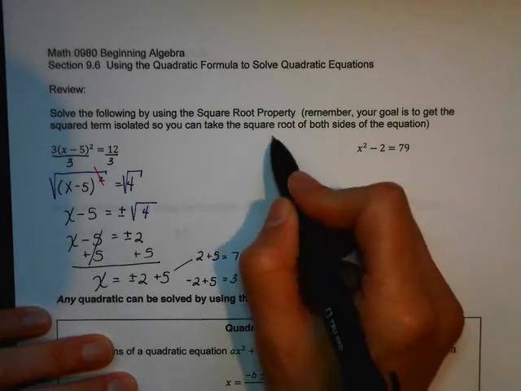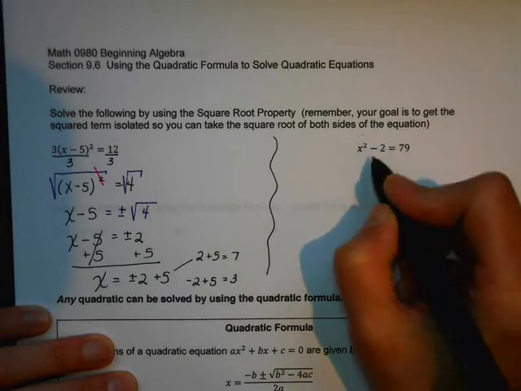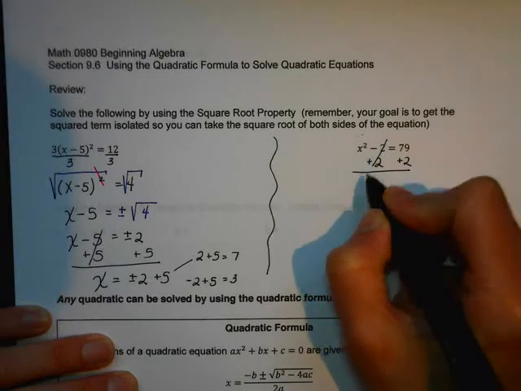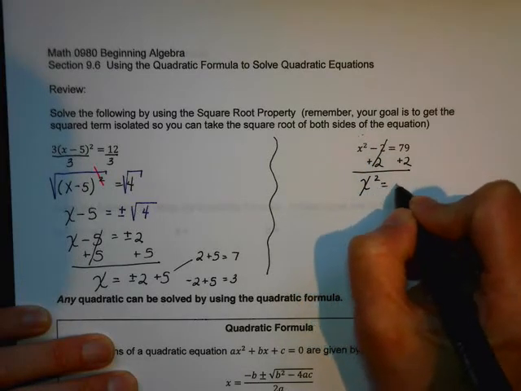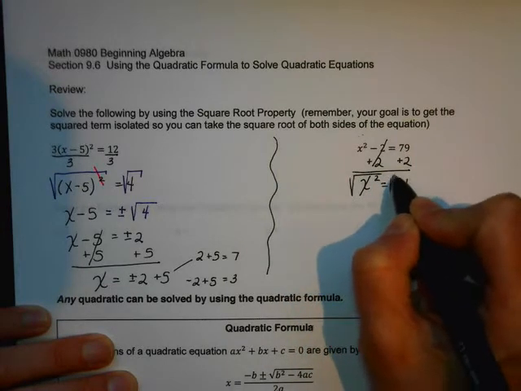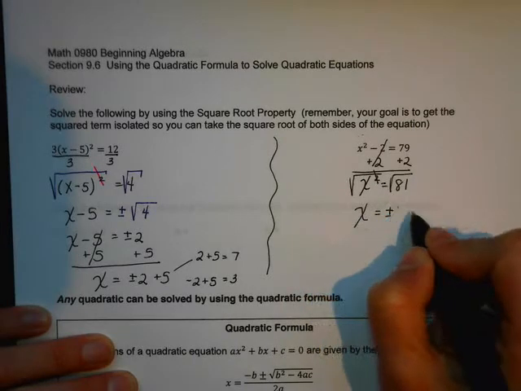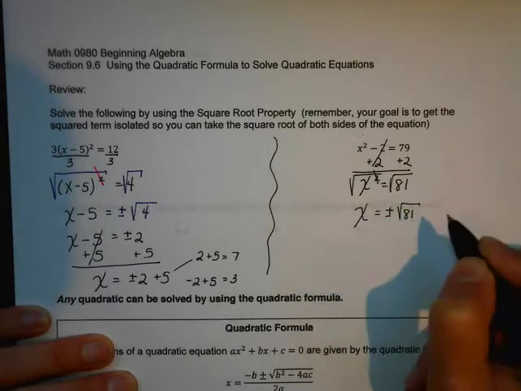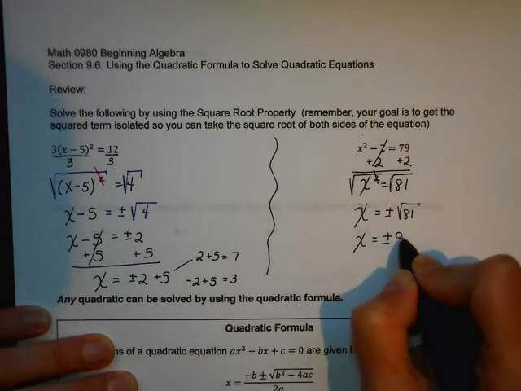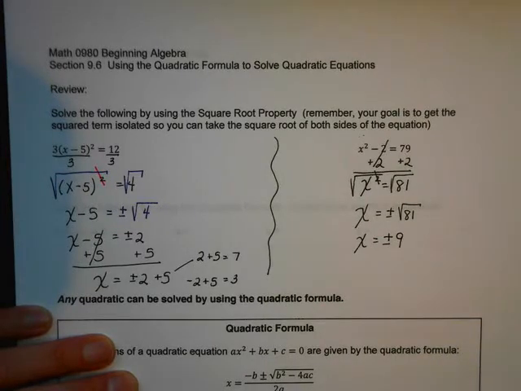So in this case, I can isolate the x squared by adding 2 to both sides. So we'll get x squared equals 81. To undo the square, we take the square root of both sides. And then don't forget about the plus and minus that has to come in front of that square root symbol. So x is going to equal plus or minus 9. So this is great because with these problems, it was easy to isolate the squared term.